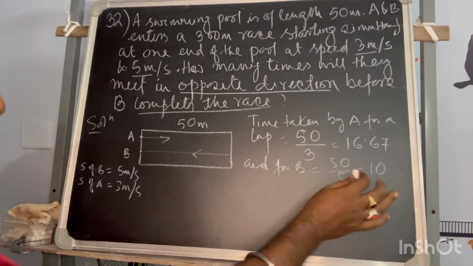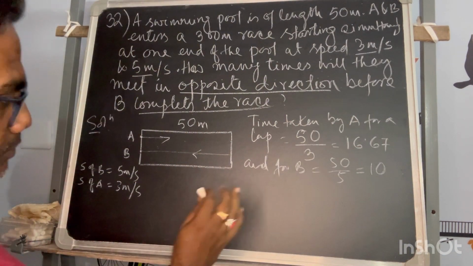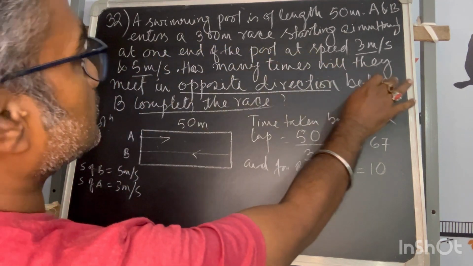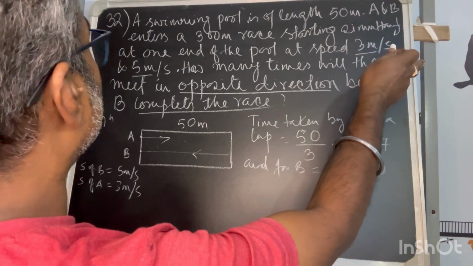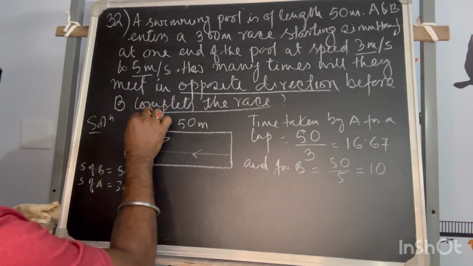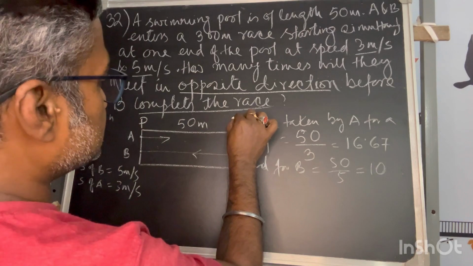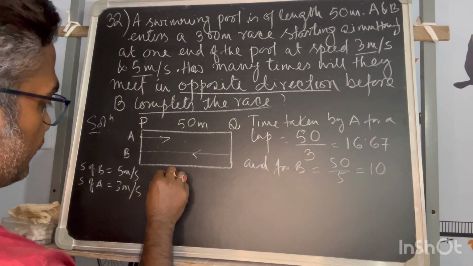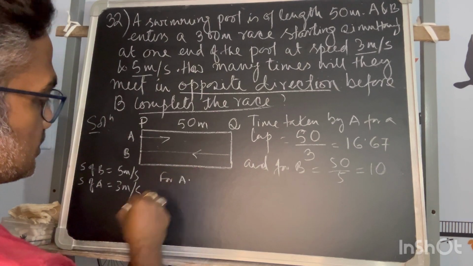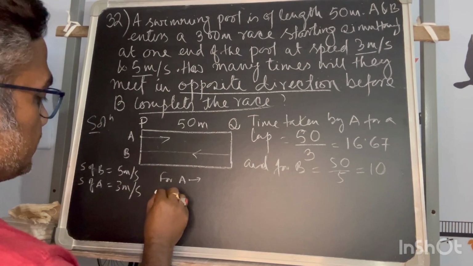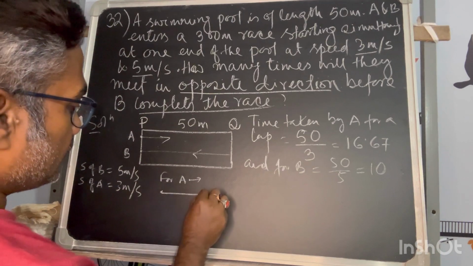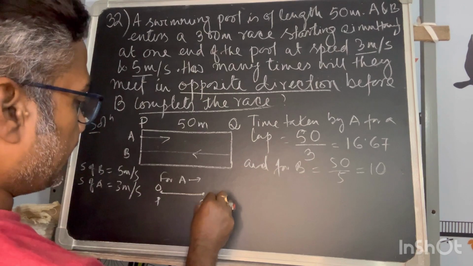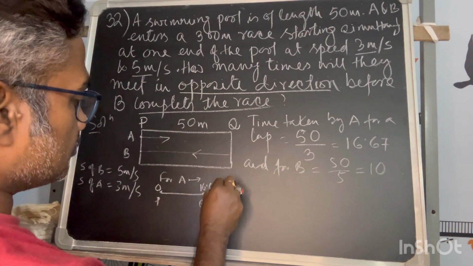Now I will try to understand the situation pictorially. The terminal is not given, so let's say this is the P terminal and this is the Q terminal. They are starting from P. For A, I am writing first: starting from P going to Q. At 0 he is in P, at 16.67 he is in Q.